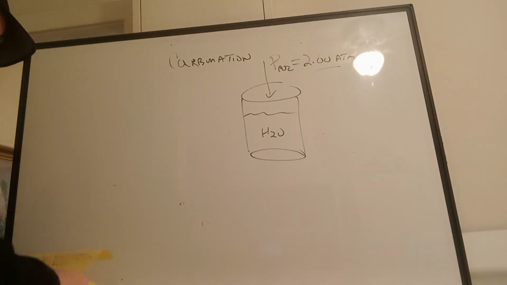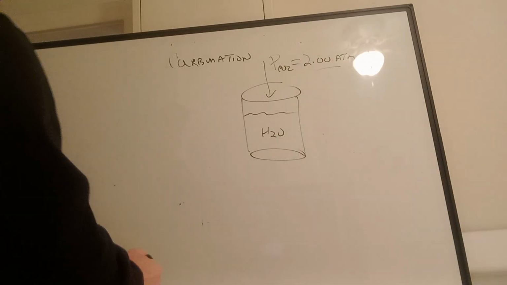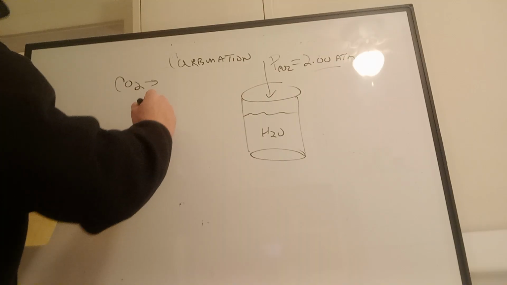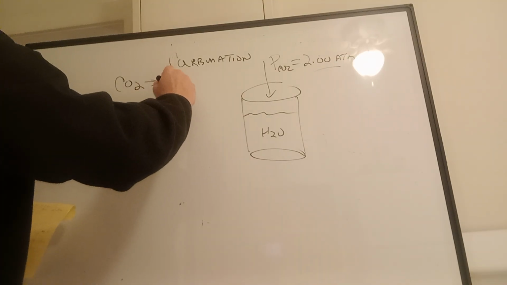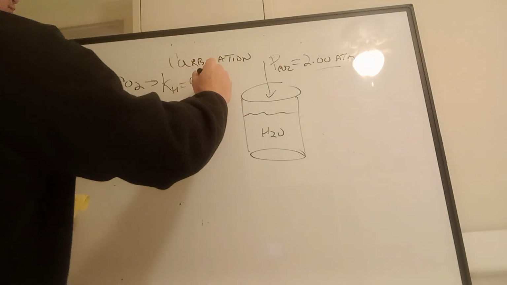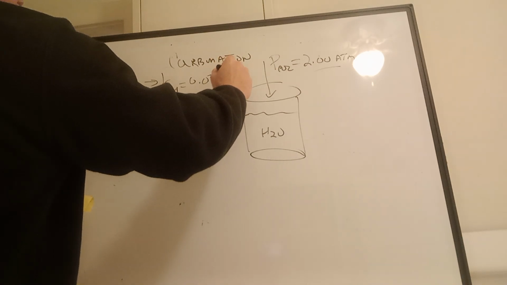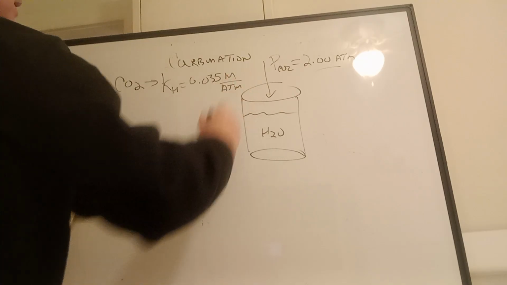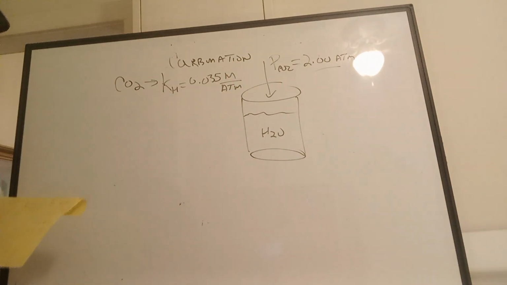And so I have to look up Henry's law constant for CO2. You go to the table, and what I find here, and confirm this for yourself, is that KH is equal to 0.035 molar divided by atmosphere.